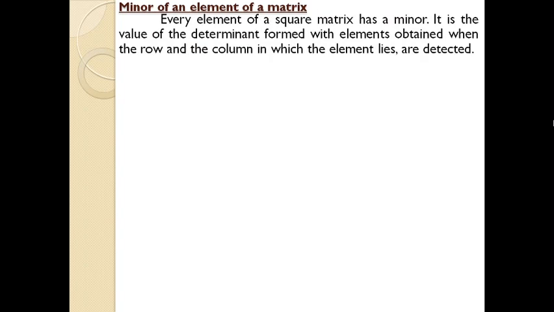Okay, next area, minor of an element, and we all know what is meant by an element of a matrix. Each individual cell or individual number within square brackets is known as an element, and we will discuss the minor of an element. Every element of a square matrix has a minor. It is the value of the determinant formed with the elements obtained when the row and the column in which the element lies are deleted.